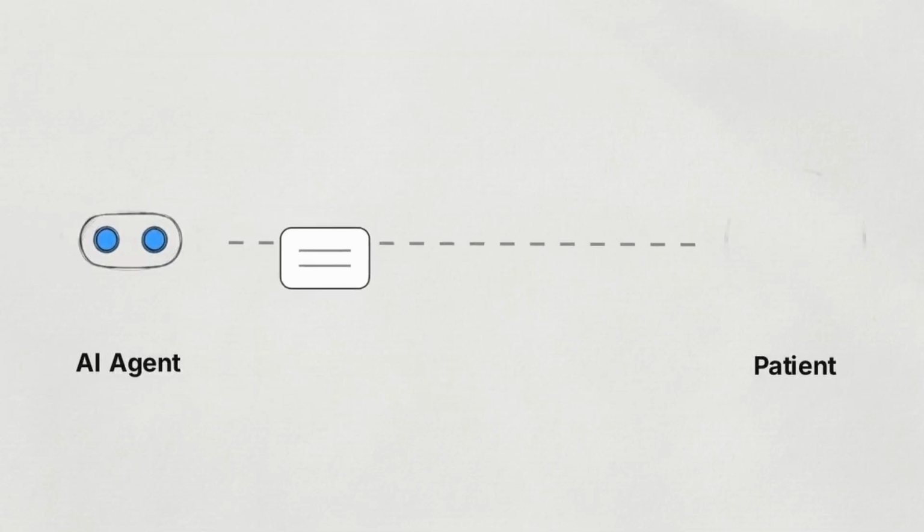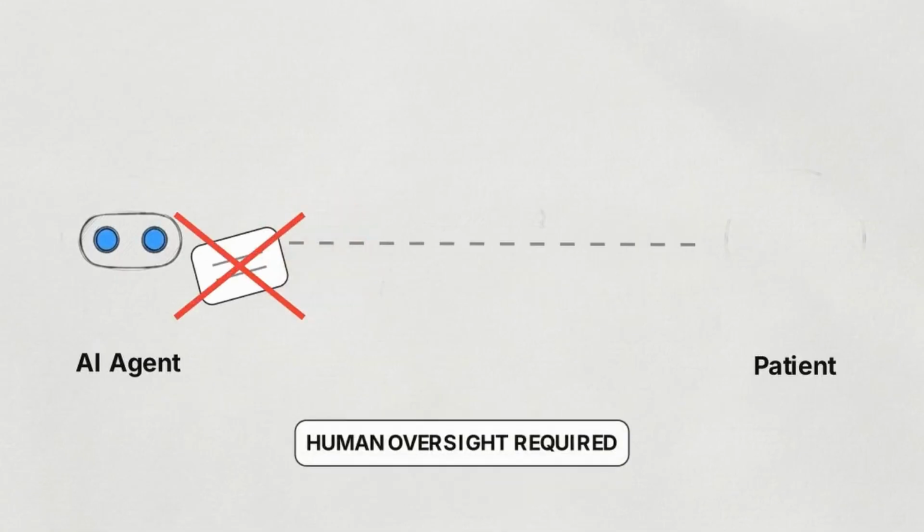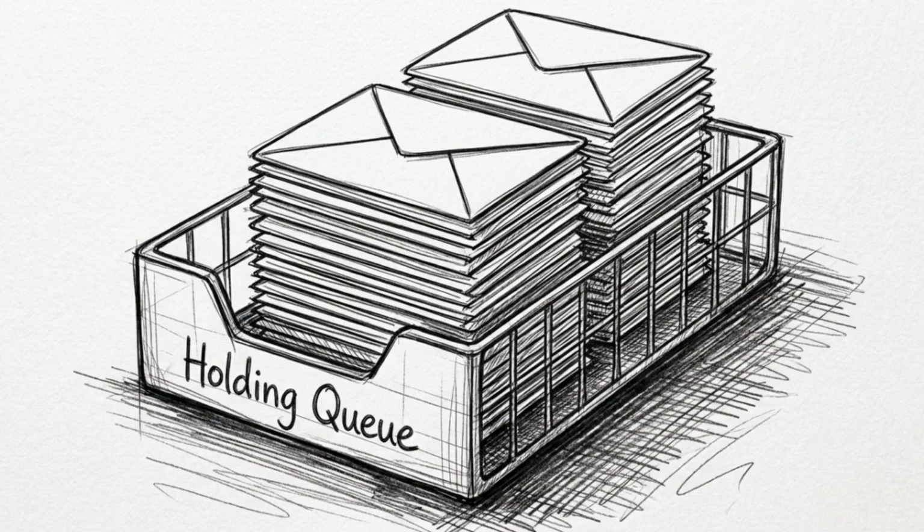To maintain safety, the AI should never be allowed to send medical advice or instructions directly to a patient without oversight. Step 4 solves this by routing every drafted response into a holding queue. The automation stops here and waits for your input. This creates a system of exception management.